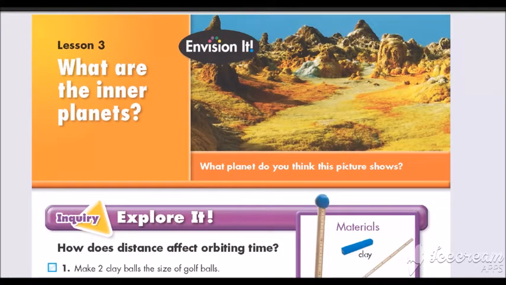I have a question here. What planet do you think is in this picture? What planet do you see? You see some rocks, you see some red, brownish color, and some salt. And look at the cyan color or the blue color that exists above.